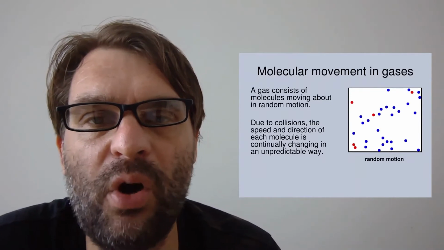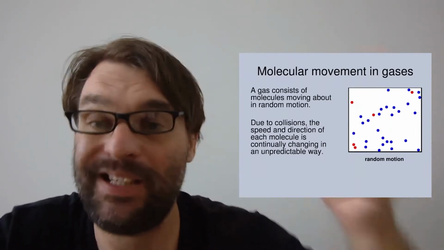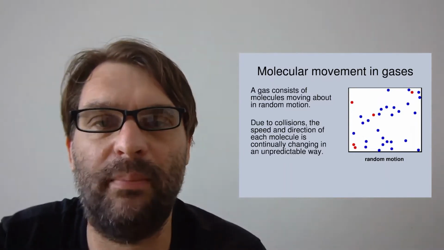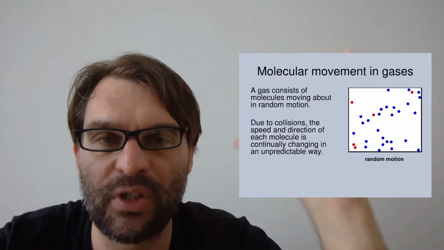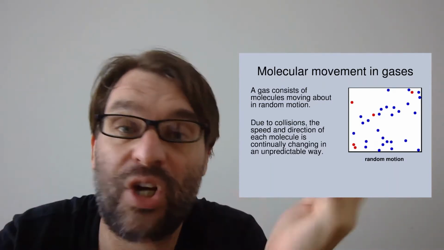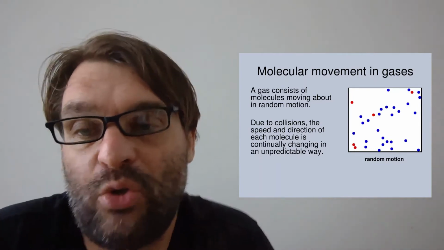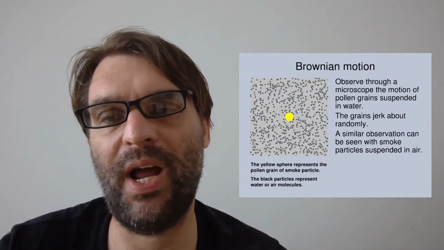So in terms of molecular movement in gases, gases consist of basically molecules jumping around in random motion. And that means that due to all these collisions happening in the atmosphere, the direction is changing in a very unpredictable way. It's random. Okay? And this is the concept of Brownian motion.